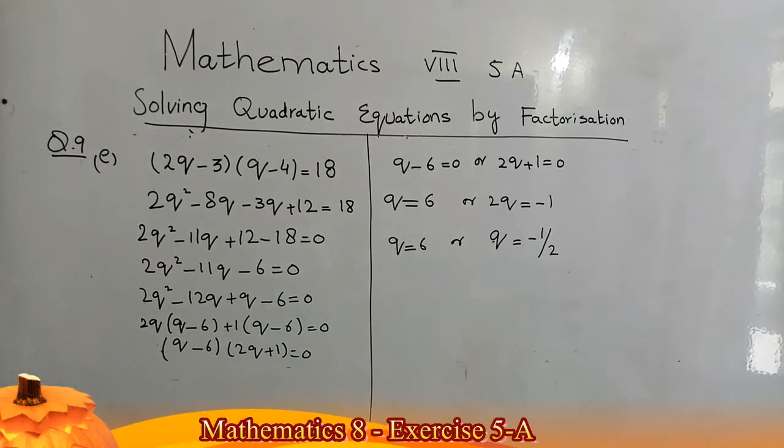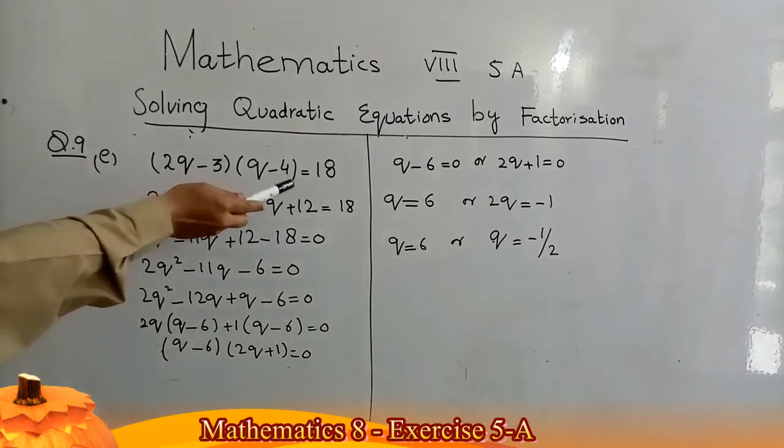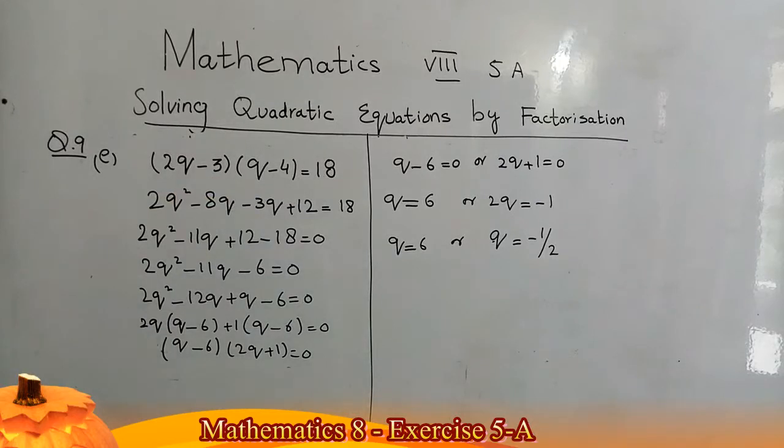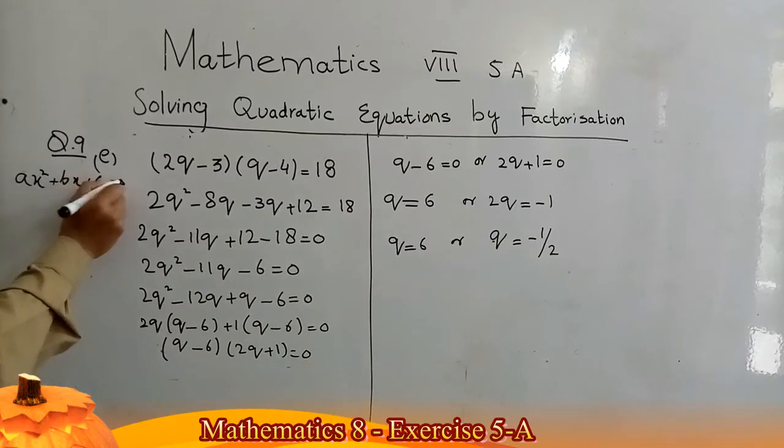Today I will start question number 9 part E of exercise 5A of D2 for class 8. Again our topic is solving quadratic equation by factorization. The question is (2q minus 3) into (q minus 4) is equal to 18. First of all, I will convert the above equation into standard form. As we know, the standard form is ax square plus bx plus c is equal to 0.